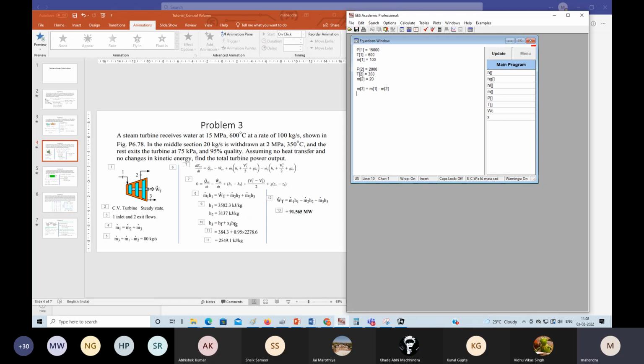And then P3 is given. P3 equal to 75 kilopascal. It's already given in kilopascal, so simply 75. Okay. And X3 is given to you, that is 0.95. Then what do you need to calculate? You need to calculate the total work output from this particular turbine.